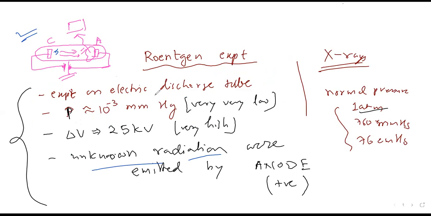Very simple one. He used one electric discharge tube and he was doing some experiment, right? Maybe he wanted to produce some arc or something like that.